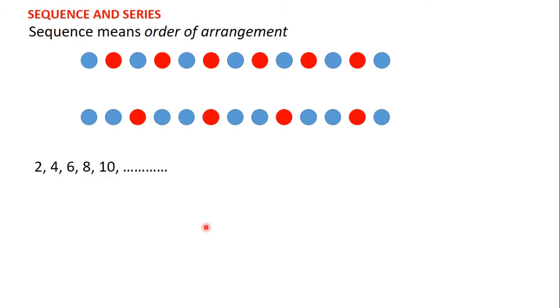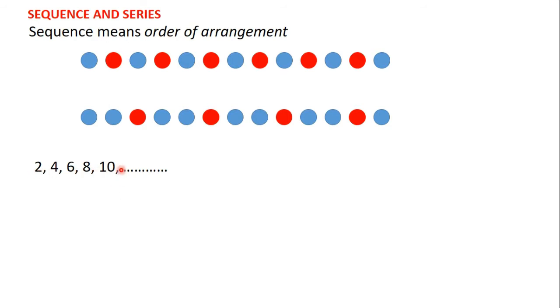Let's consider this group of numbers: 2, 4, 6, 8, 10. The dots here indicate that the numbers continue to infinity. If you consider this group of numbers very carefully, we can see that when we add 2 to 2, we will get 4. When we add 2 to 4, we will get 6. When we add 2 to 6, we will get 8. When we add 2 to 8, we will get 10. So we can see that the numbers in this group follow a specific order or are arranged using a specific rule or pattern. And using that rule or pattern, we can determine the next number.